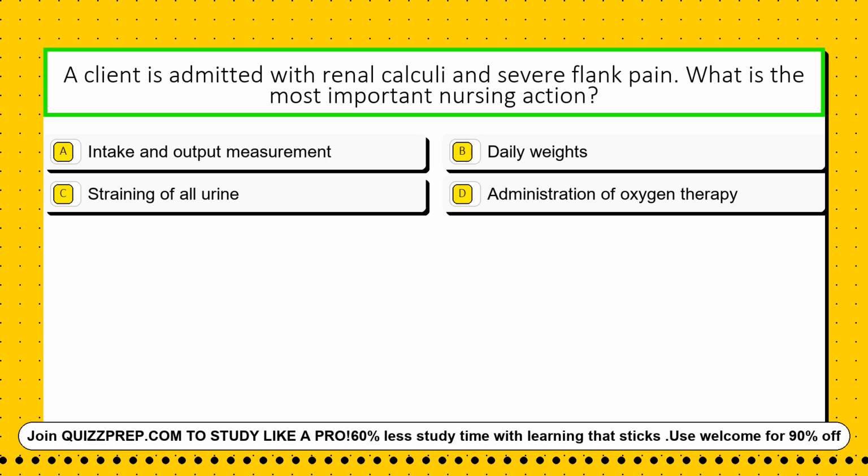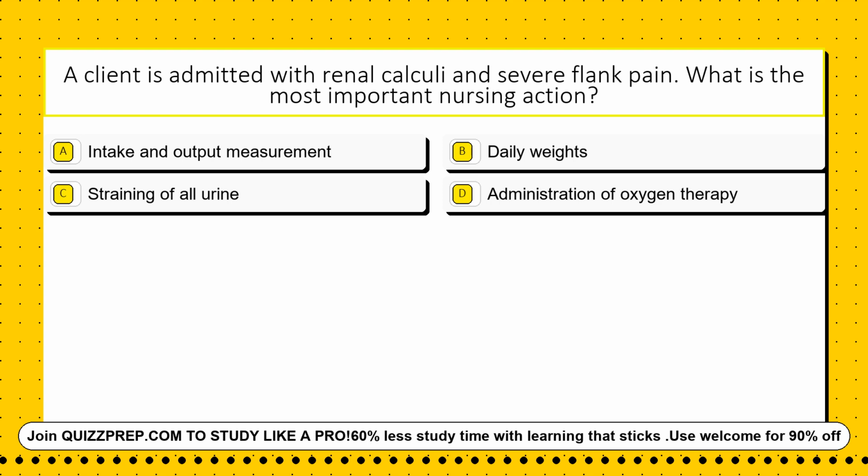Question 17. A client is admitted with renal calculi and severe flank pain. What is the most important nursing action? Option A, intake and output measurement. Option B, daily weights. Option C, straining of all urine. Option D, administration of oxygen therapy.